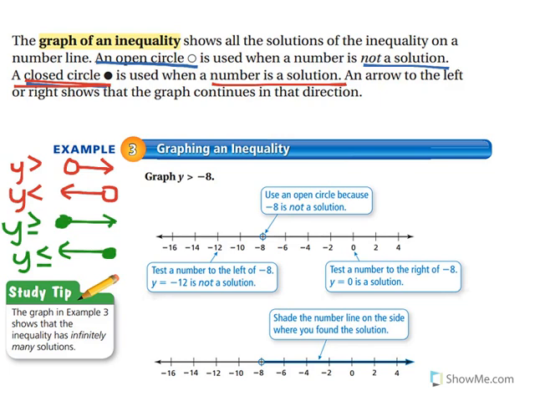So we see over here that the problem says graph y is greater than negative 8. So since I have a greater than sign, it's going to be an open circle, which is right over here. And since it is greater than negative 8, it's going to go to the right, which you can see right over here. And that's how you would graph it.